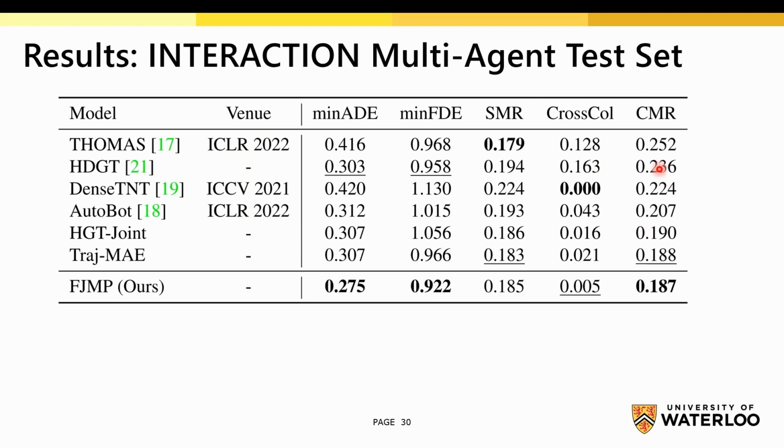And what we can see is that FJMP outperforms the existing methods in minimum, average, and final displacement error as well as the ranking metric. So it ranks first on this benchmark. And all of these competing methods are non-factorized, which demonstrates the benefit of factorization.